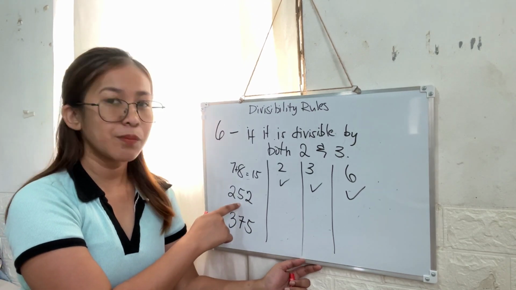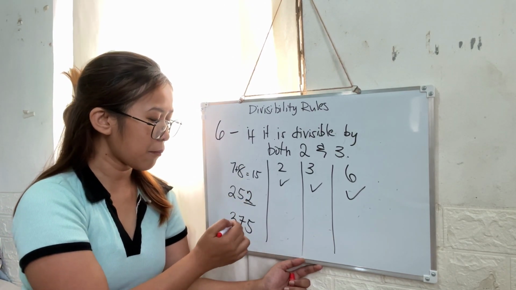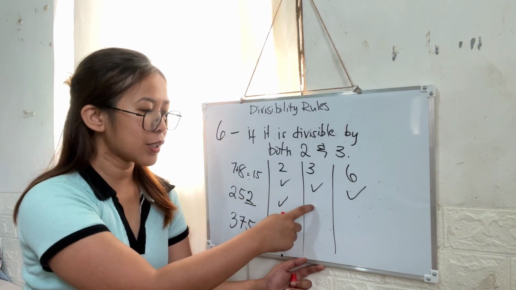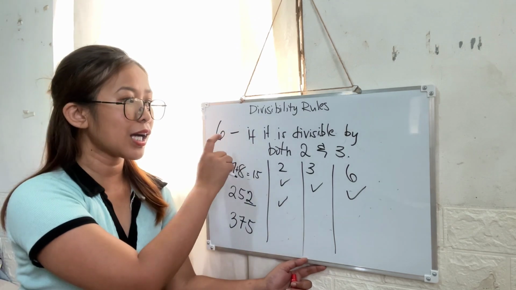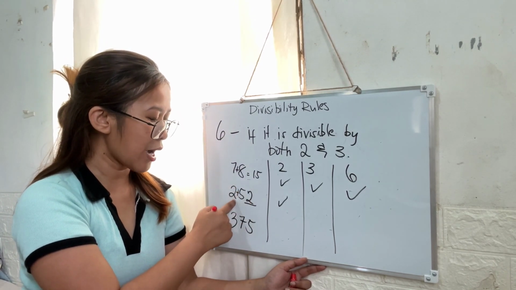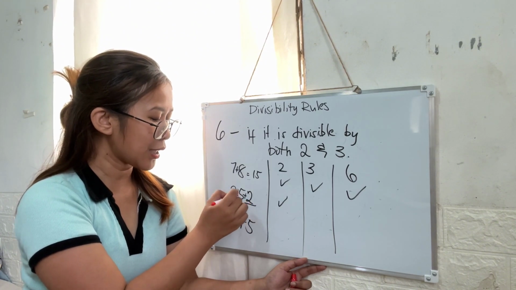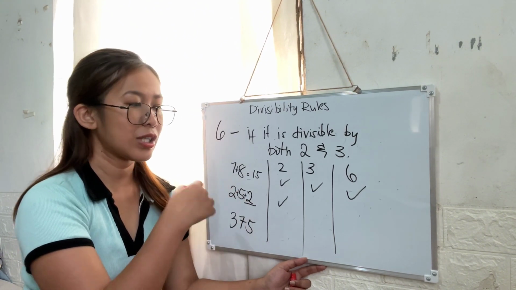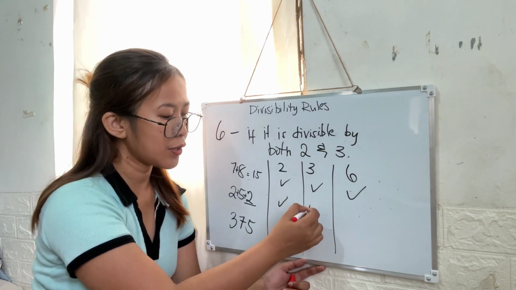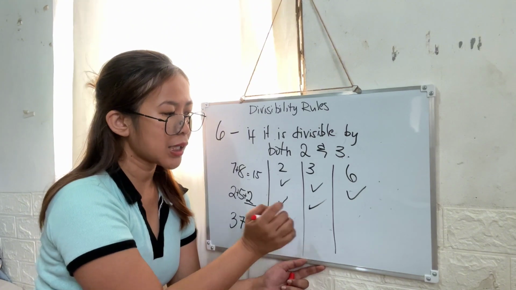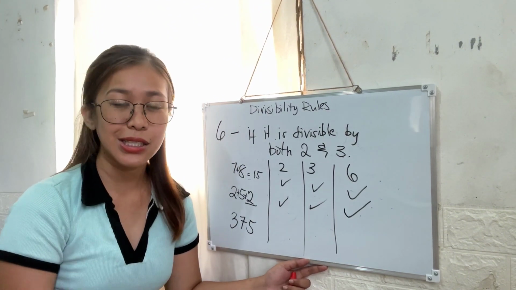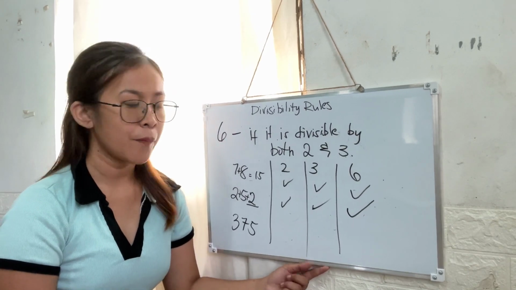Another one. We have 252, which ends with an even number 2. So, therefore, it is divisible by 2. Another, let's check if it's divisible by 3 so that we can tell if it's divisible by 6. So, 2 plus 5 is 7. Plus 2 is 9. So, 9 is a multiple of 3 or divisible by 3. So, therefore, this is divisible by 3. And since parehas silang may check, so this is divisible by 6 as well. Or can be divided by 6 even without remainder.